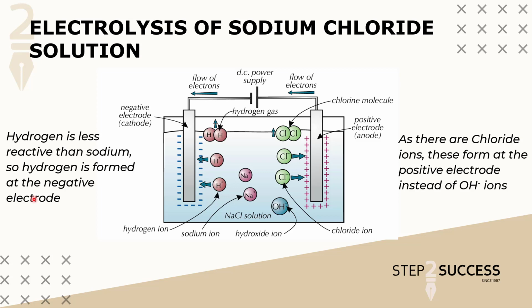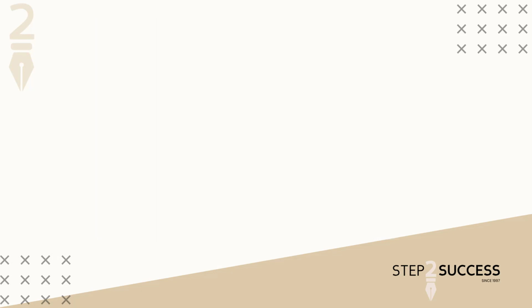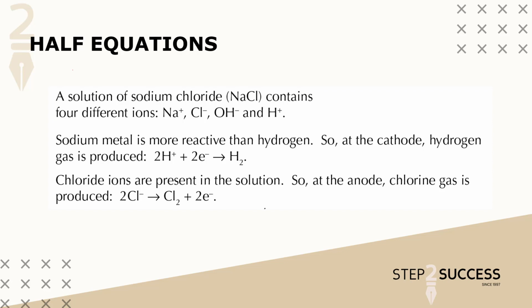As always, we need to talk about the half equations. As you can see, a solution of sodium chloride contains Na plus, Cl minus, OH minus, and H plus ions. Now, sodium is more reactive than hydrogen, and so hydrogen is the one that's formed at the negative electrode, and there's your half equation for it, which now you should be at a point where you can form that yourself. Okay, and there's your half equation for chlorine. And again, what makes more sense is if you write it like this.